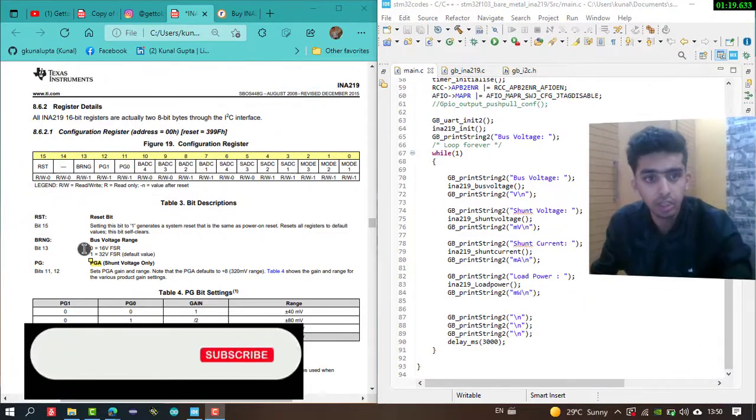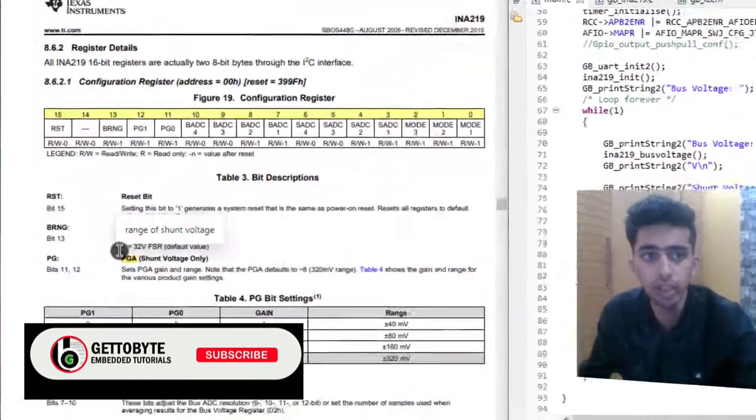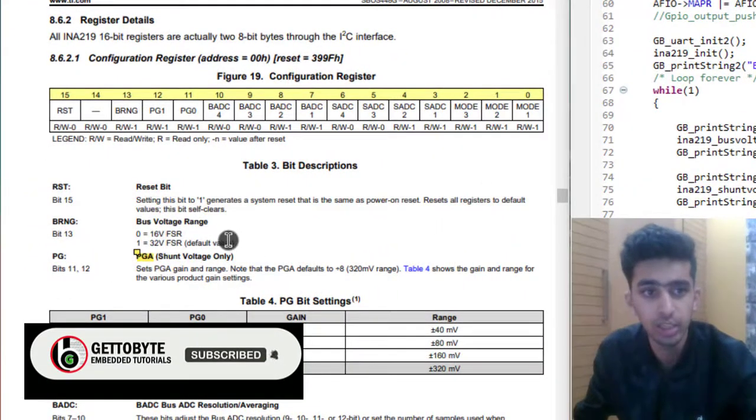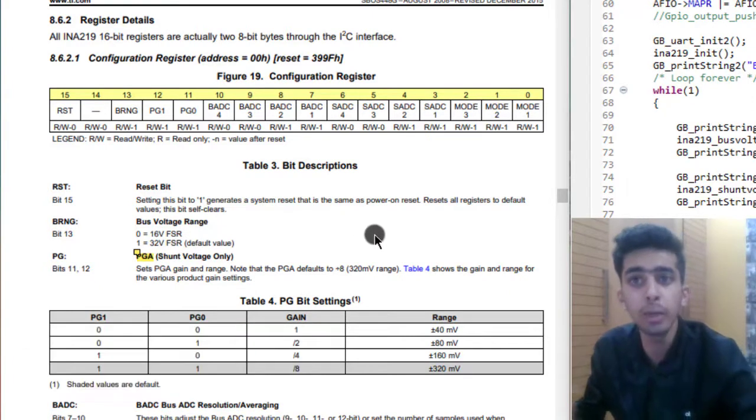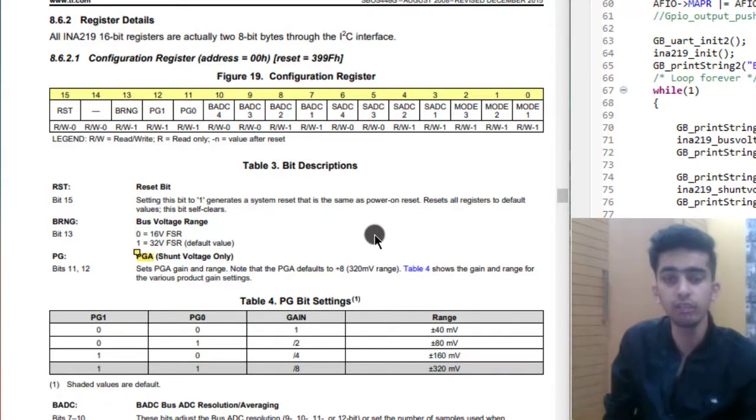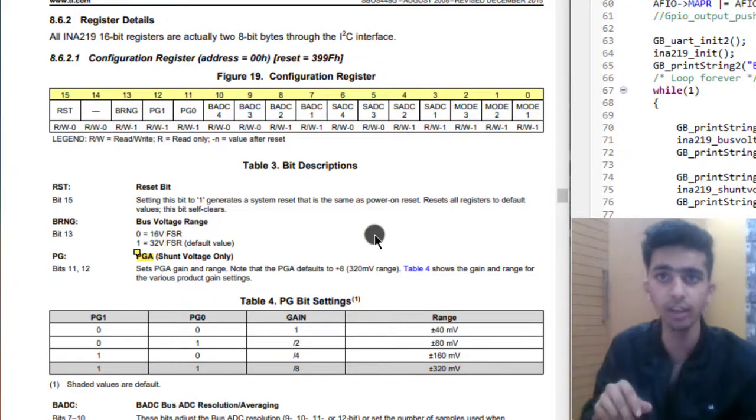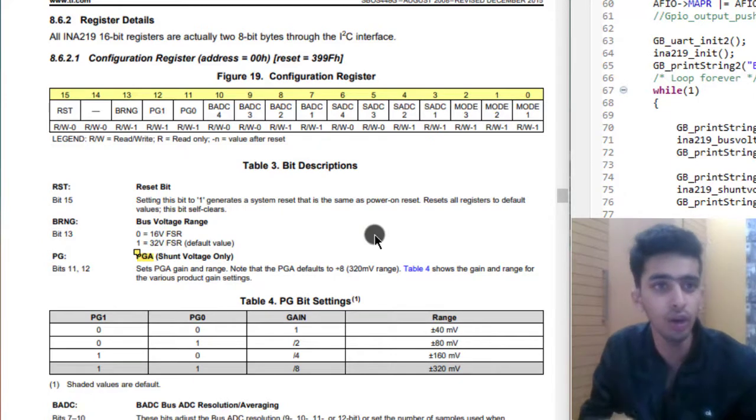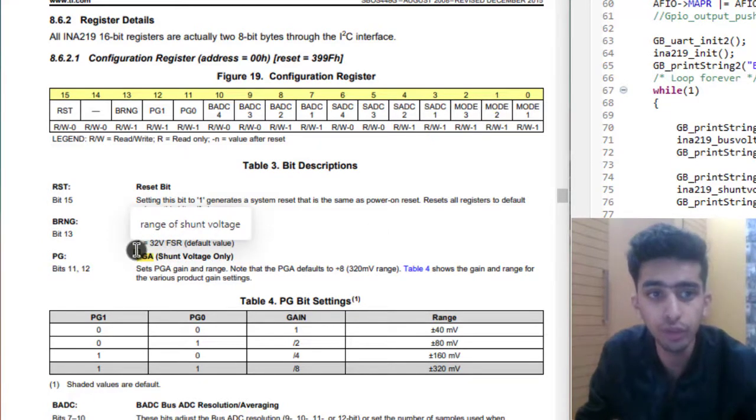So the range: 0 is 16 volt, 1 is 32 volt. The bus voltage is the maximum bus voltage that we can configure. So we can configure it in 2 modes, either maximum 16 volt or maximum 32 volt. By default it is 32 volt. Then here comes my programmable gain function.